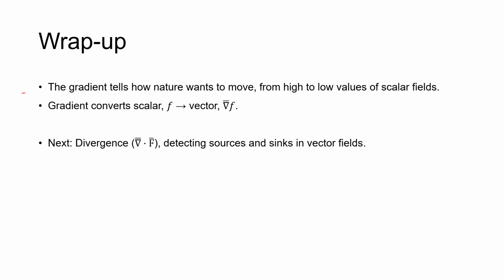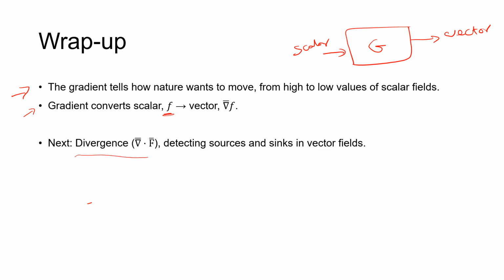To wrap up, we have learned today that the gradient tells us how nature wants to move. We have a movement from high to low of a scalar field, and the gradient converts a scalar field to a vector field. Think about a system: we have a gradient here, we input a scalar field, and we output a vector field. In the following video we'll discuss the divergence, which helps to detect sources and sinks in vector fields.